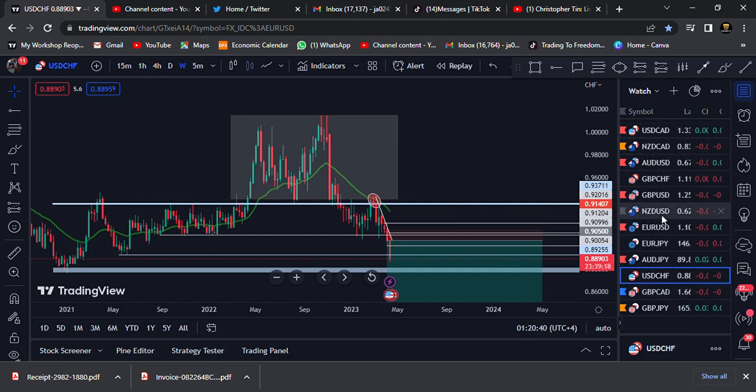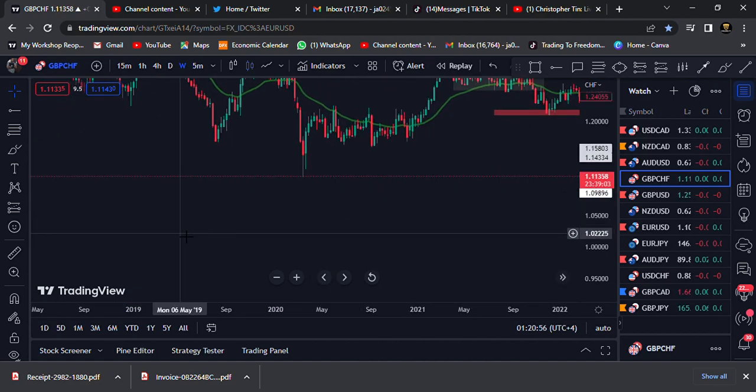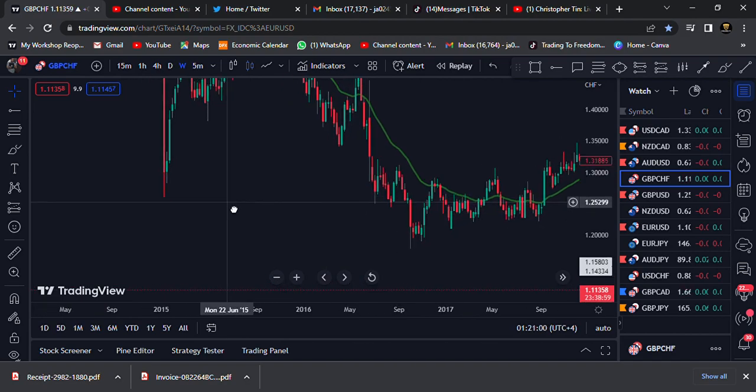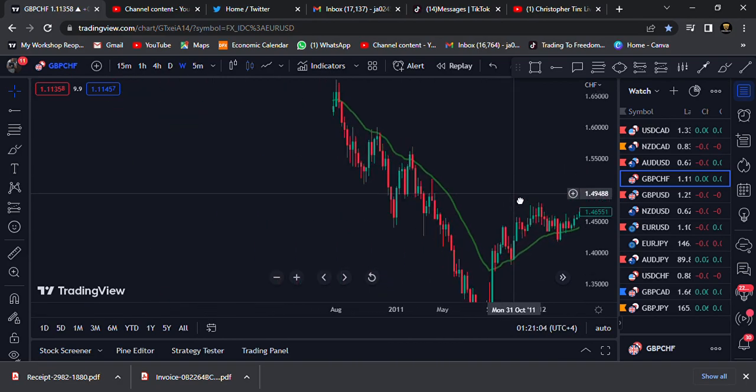now we're just gonna pick a random pair as usual, and then we backtest. Let's go with GBP CHF. So we can go back to say 2015 or beyond.